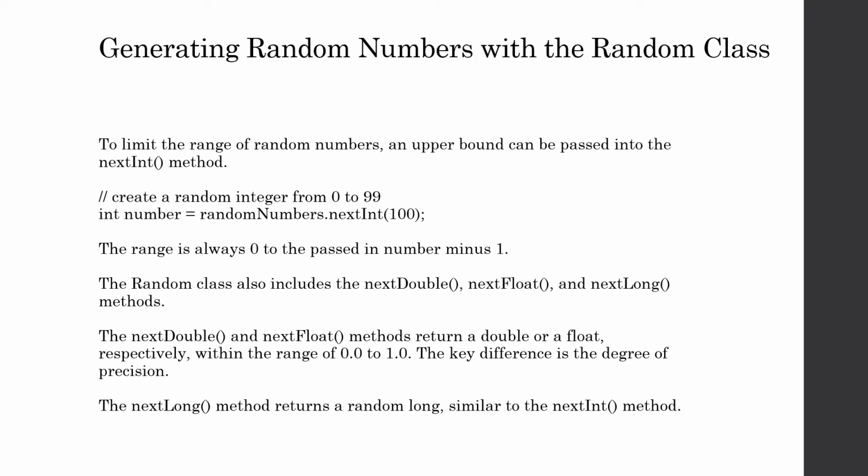And then the next long method is going to return a random long, similar to the next int method. But one thing to note about these is that only the next int method can take a value like this upper bound that we just showed. All the rest of them are just this construction that doesn't take any arguments that we see right here. But we can go ahead and take a look at each one of these as well.